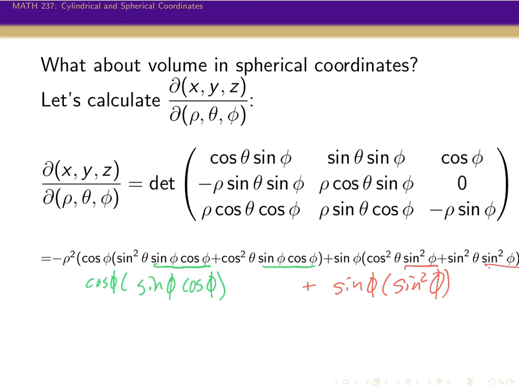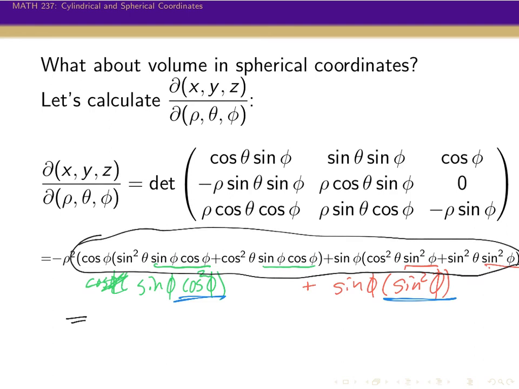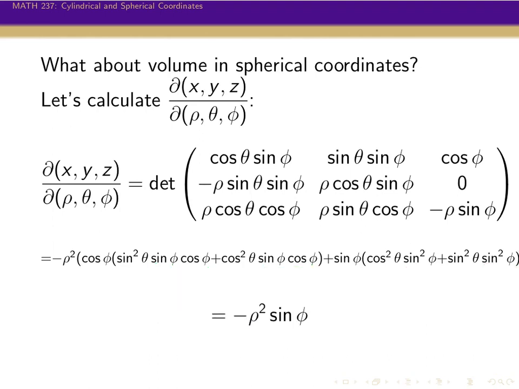And so I've got a sine phi times sine squared phi. I'm actually going to keep it like that. From this whole term over here, it's a cosine phi times sine phi. I'm going to move one cosine over and get cosine squared. And now we have another cosine squared plus sine squared. This time I can factor out the sine phi. And so this whole thing right here is going to simplify down to just sine phi. And so our Jacobian is minus rho squared sine phi.